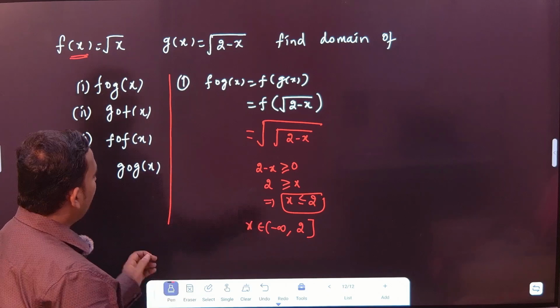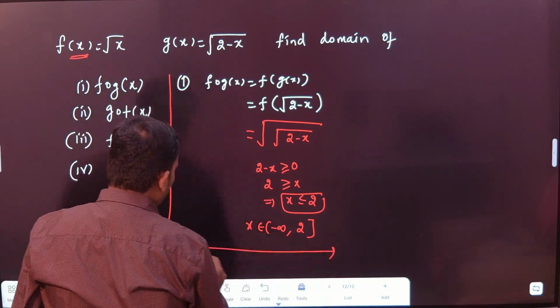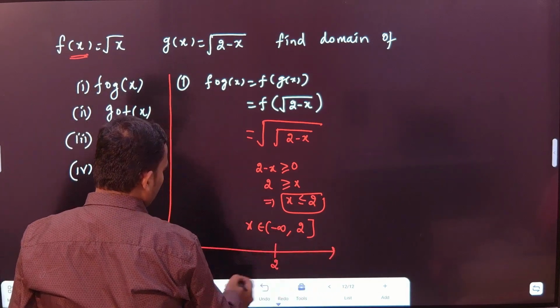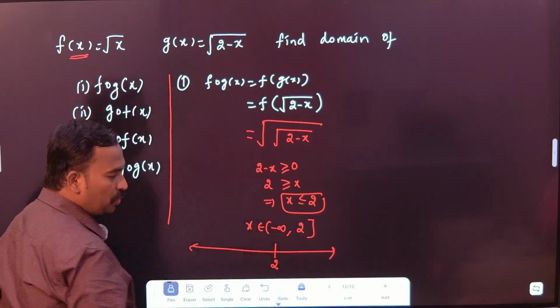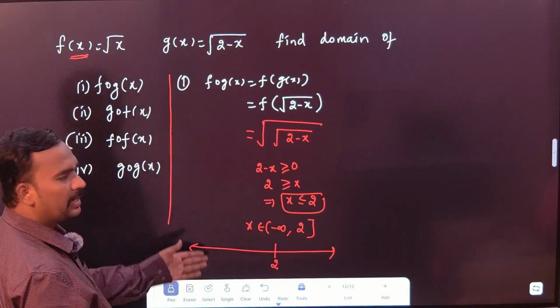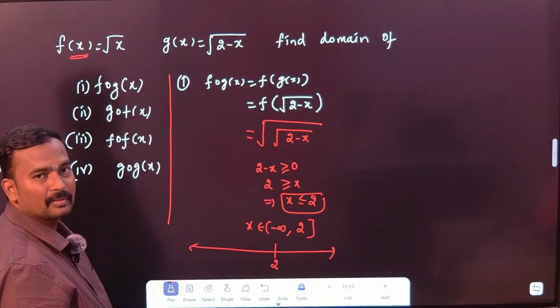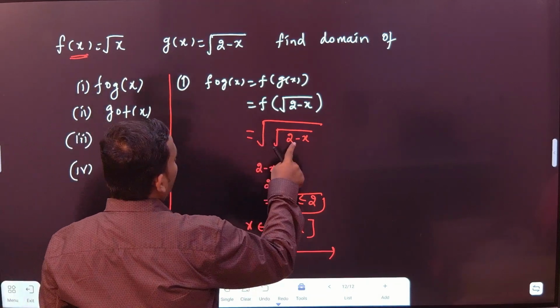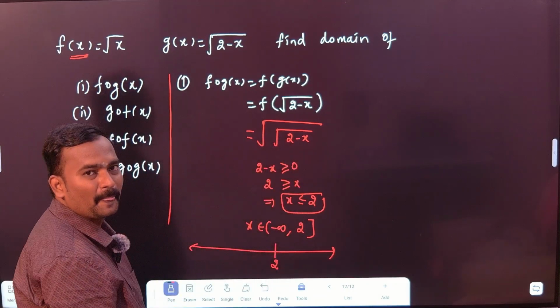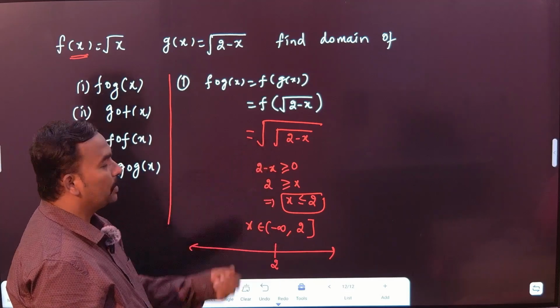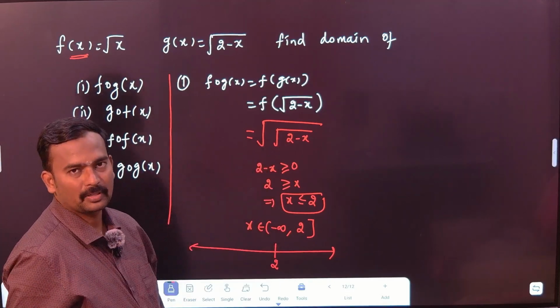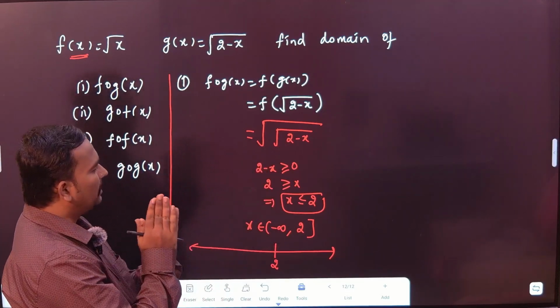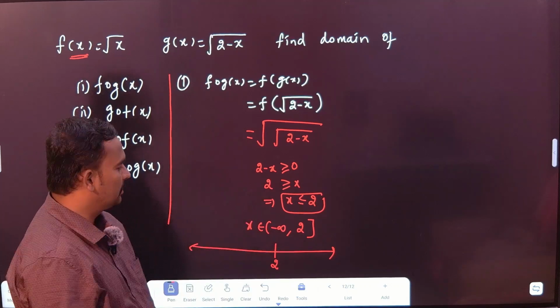You can take any real number, here from minus infinity to 2. Any real number you take will be defined. For F composition G, if I put 3 here, 2 minus 3 is what? Minus 1. Under the square root, negative 1 is a complex number. It is not a real number. We are only focusing on real numbers, right? Okay.